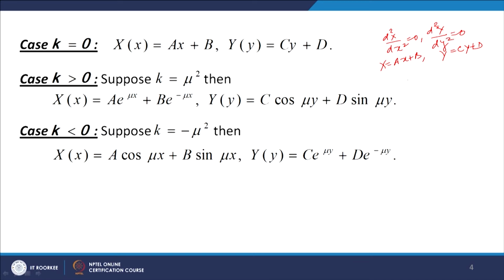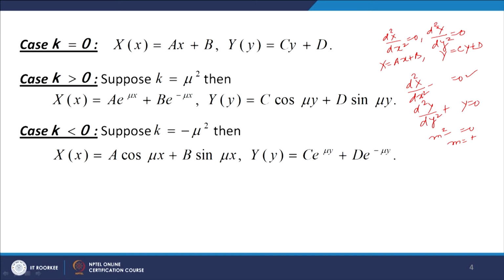So, when k equals mu square, in this case we have d square x by dx square minus k square x equal to 0, and for y we have d square y over dy square plus k square y equal to 0. Now, this is a second order linear differential equation. Its auxiliary equation is m square minus k square equal to 0. So, m equals plus minus, k is mu square.